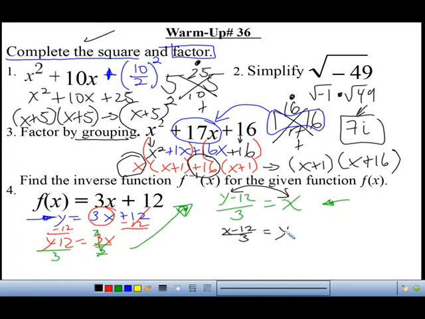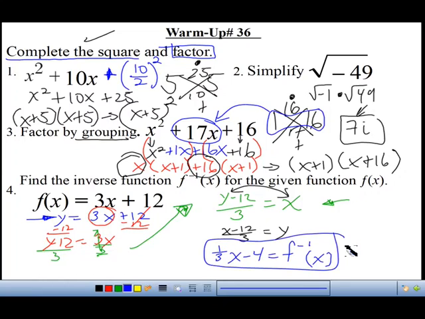And now this is the inverse because we just did the switch on the variables, but I just need to rewrite this, simplifying it. What is x divided by 3? It's 1/3 x. What is negative 12 divided by 3? Negative 4 equals, and instead of y, I'm going to write f, but I don't write f of x because that was the original. I'm going to write f with a little -1 here, which means f inverse of x. And this is my inverse.